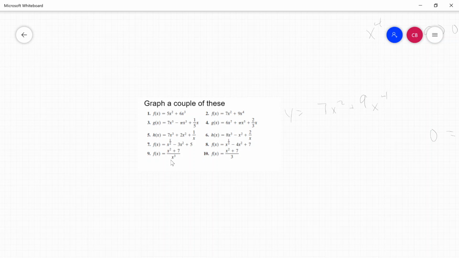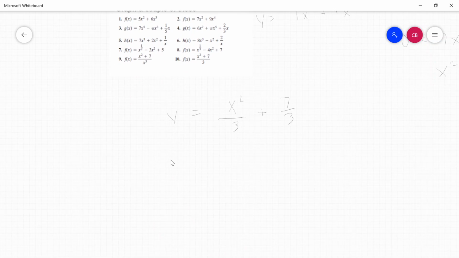Let's graph number 10. So we have x squared over 3 plus 7 over 3. So this is a parabola, even though it didn't look like one in the beginning probably. So we know it's going to be like this because it's 1/3 out here. Okay, positive. Upward facing, positive. So then we've got that. This is going to be wider because if a is positive and it's between 0 and 1, it's going to make it more like this than like this.